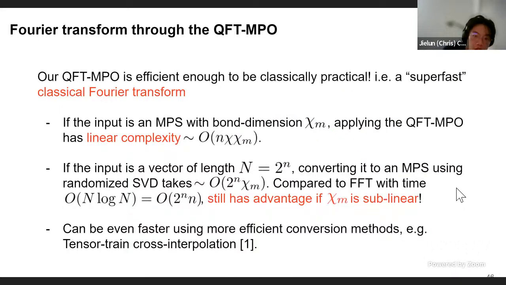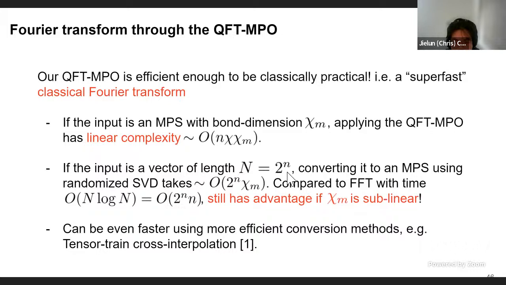So our QFT MPO is actually efficient enough to be classically practical, which we call the super classical Fourier transform. What I mean by that is, for example, if the input is a matrix product state with bond dimension chi_m, applying the QFT MPO on this MPS will have a linear complexity. It scales linearly with the number of qubits, the bond dimension of the MPO, and the bond dimension of the MPS.